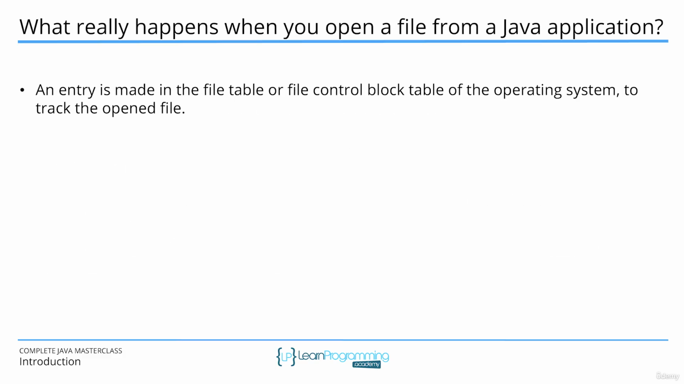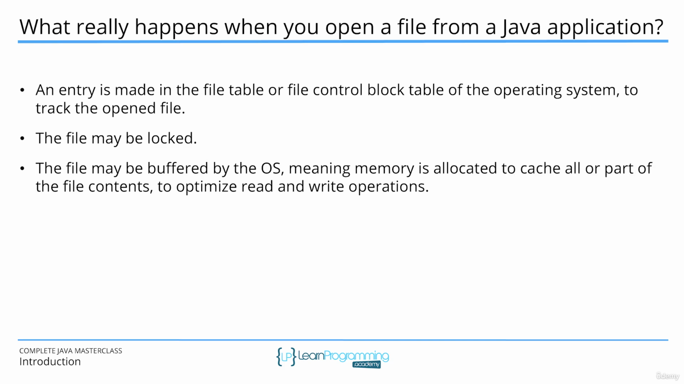An entry is made in the file table or file control block table of the operating system to track the opened file. The file may be locked. The file may be buffered by the OS, meaning memory is allocated to cache all or part of the file contents to optimize read and write operations. Java uses a file handle to communicate with the operating system for file operations it wants to perform.